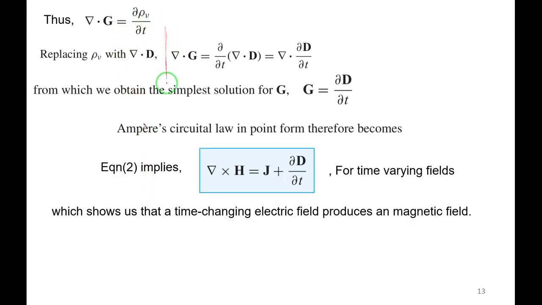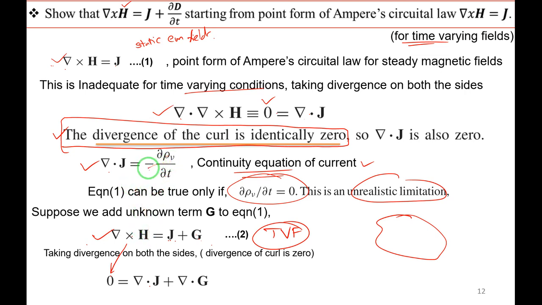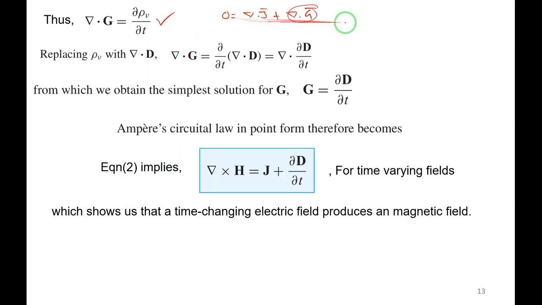Okay. Then I will rewrite this equation here: 0 is equal to del dot of J plus del dot of G. Okay, fine. Then what is this del dot of G? Del dot of G is equal to minus dou rho v by dou t, because we know that del dot of J is equal to minus dou rho v by dou t. This is from the continuity equation of current, right? So del dot of J is equal to minus dou rho v by dou t. This is the point form of the continuity equation.